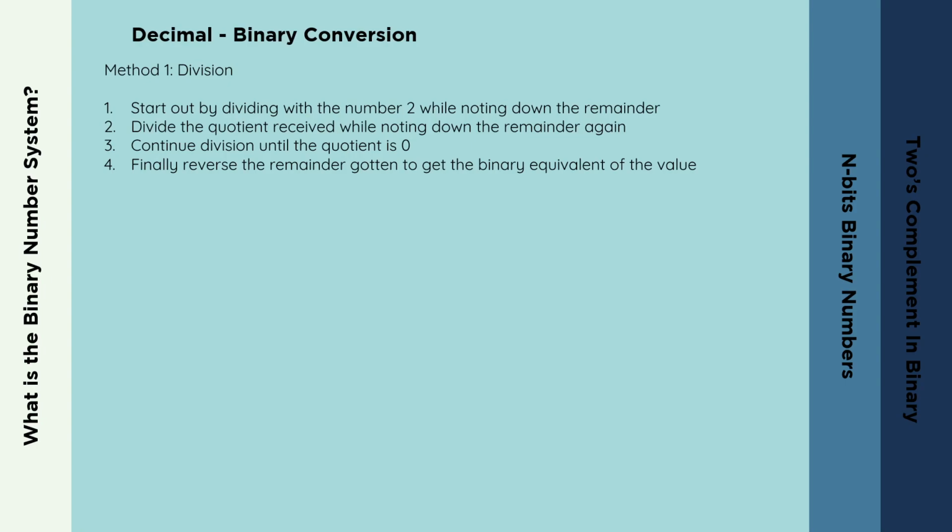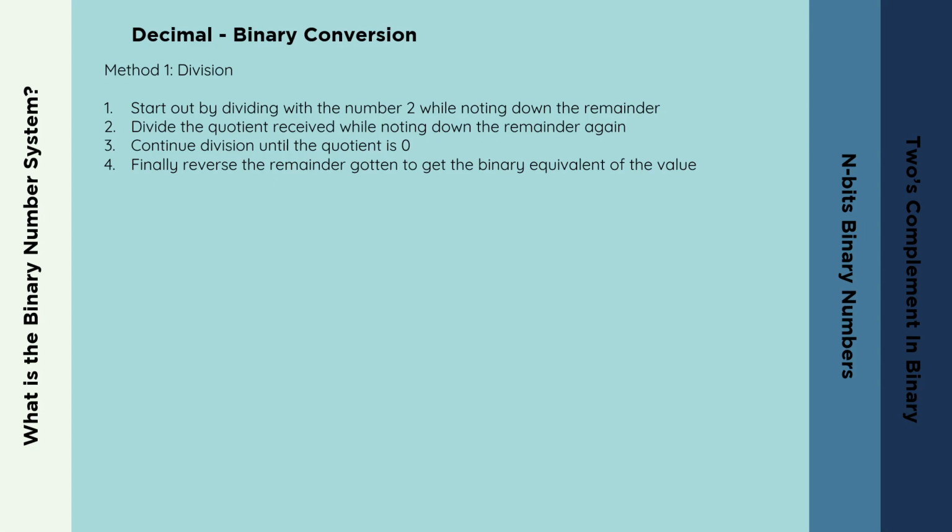Decimal to binary conversion. There are two methods for converting decimal to binary. The first method we'll be looking at is division. In order to convert decimal into binary using division, we have to start out by dividing the given value by the number 2 while noting down the remainder.